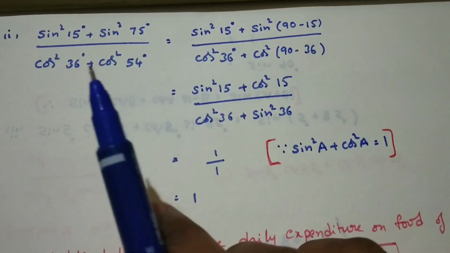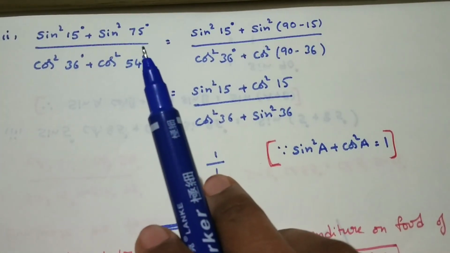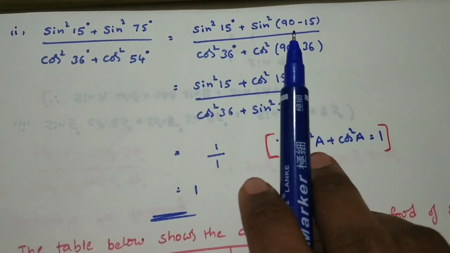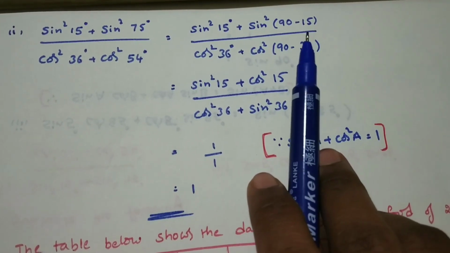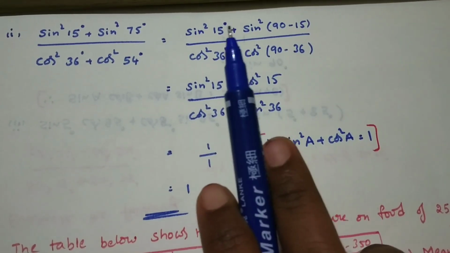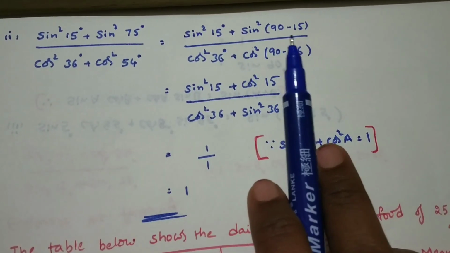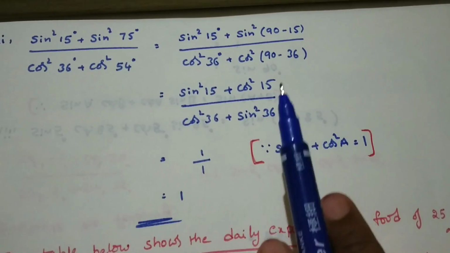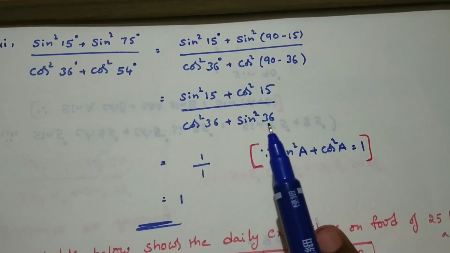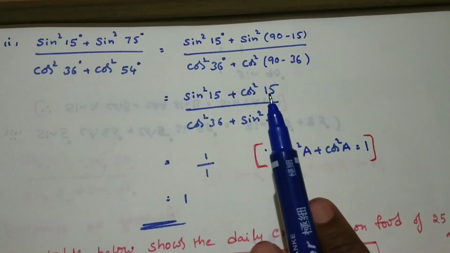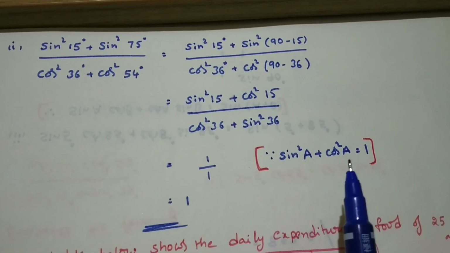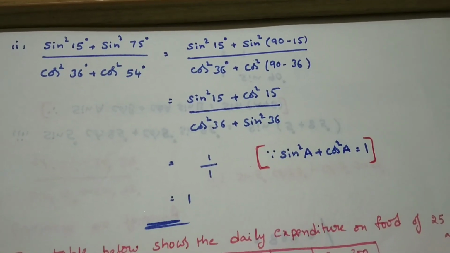31 first one, (sin² 15° + sin² 75°)/(cos² 36° + cos² 54°). 75 degrees can be written as 90 minus 15, same in the denominator, 54 can be written as 90 minus 36. Writing like this, sin² 15° plus sin(90 − A), which is nothing but cos A, so you get cos² 15°. In the denominator also, cos² 36° plus sin² 36°. Sin² A plus cos² A is the first trigonometric identity, which is 1. So by using this formula, you get 1/1, so 1 is the answer.